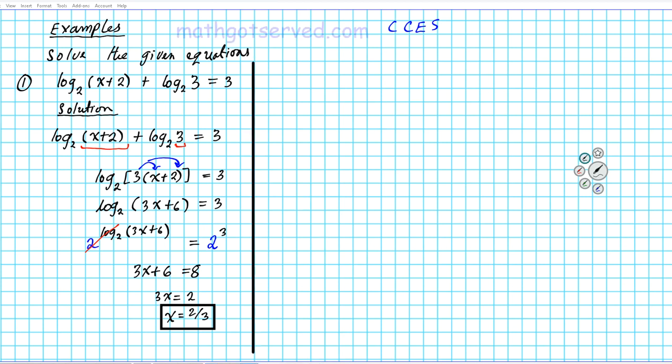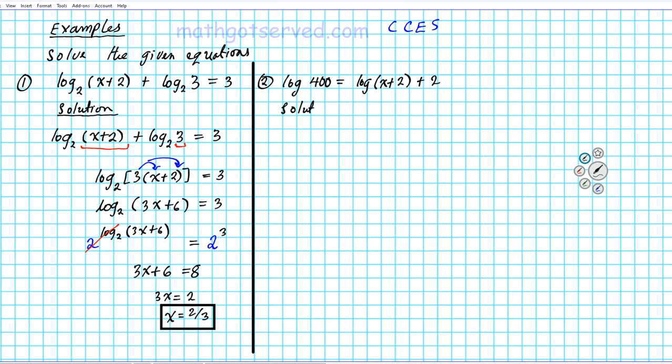All right, let's take a look at question number 2. So for question 2, what if we have the situation where we are to solve the equation log of 400 is equal to log of x plus 2 plus 2. All right, let's solve this.